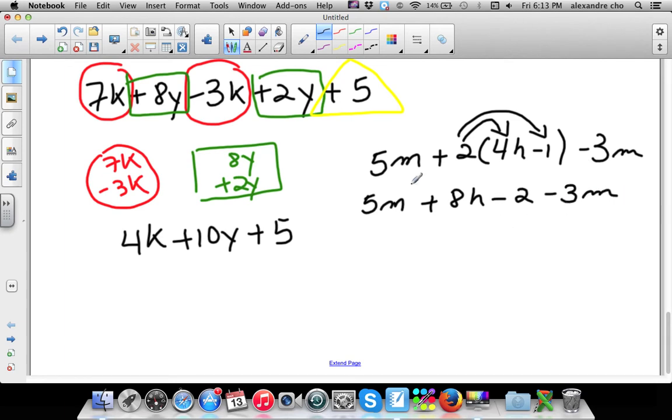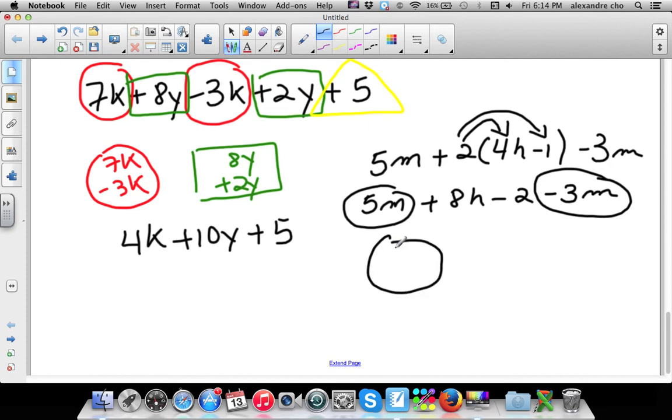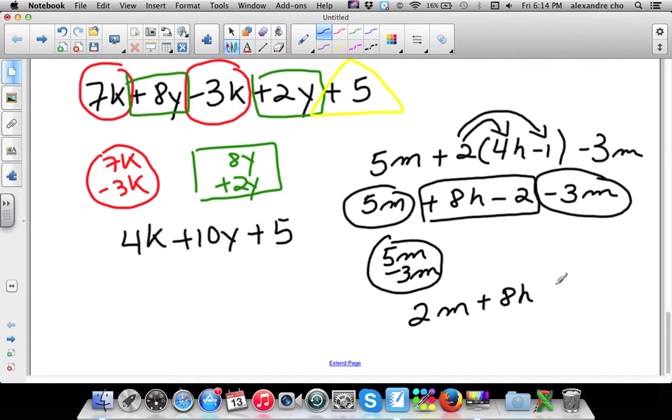Now we'll combine like terms, and the only like terms that we have are 5m over here and minus 3m. Please be careful with that. So let me put that in a circle. 5m minus 3m. If I subtract those two, I get 2m, and notice that there are no other terms with an h and no other terms that have just an old-fashioned number. So these two guys here in the middle, I'll just copy next to the 2m here. I got 8h minus 2. Okay.